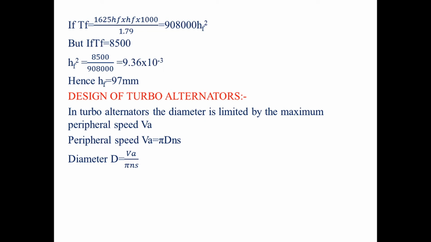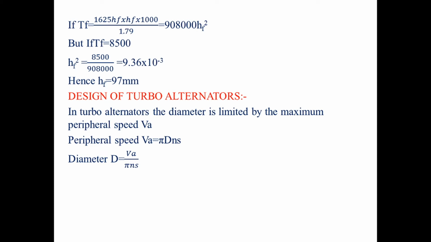So what is meant by turbo alternators? The alternators which have non-salient poles and a smaller number of poles, and which run at very high speed. The synchronous speed equation is Ns equal to 120 f by p. When the p value is less, the Ns value will be very high. So the alternators which run at high speed are called turbo alternators.